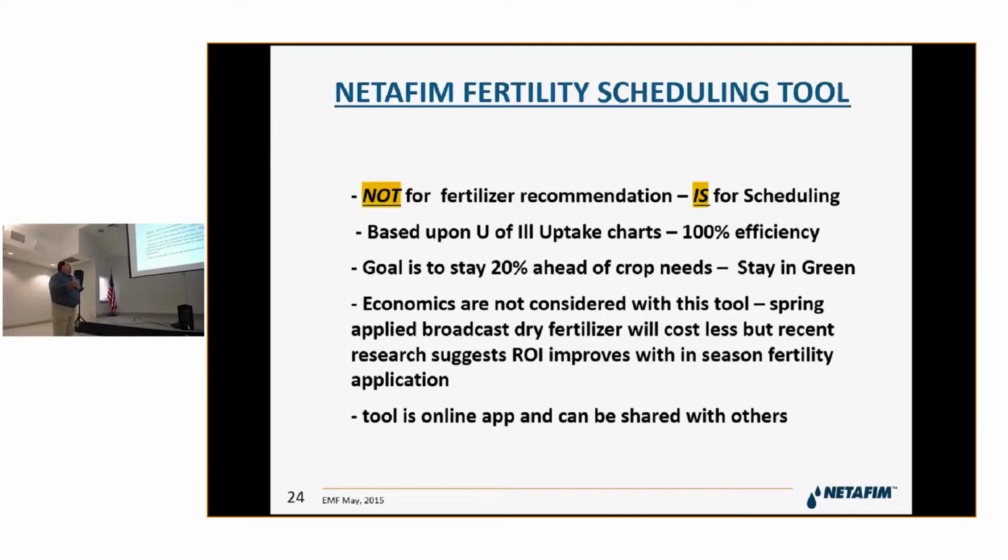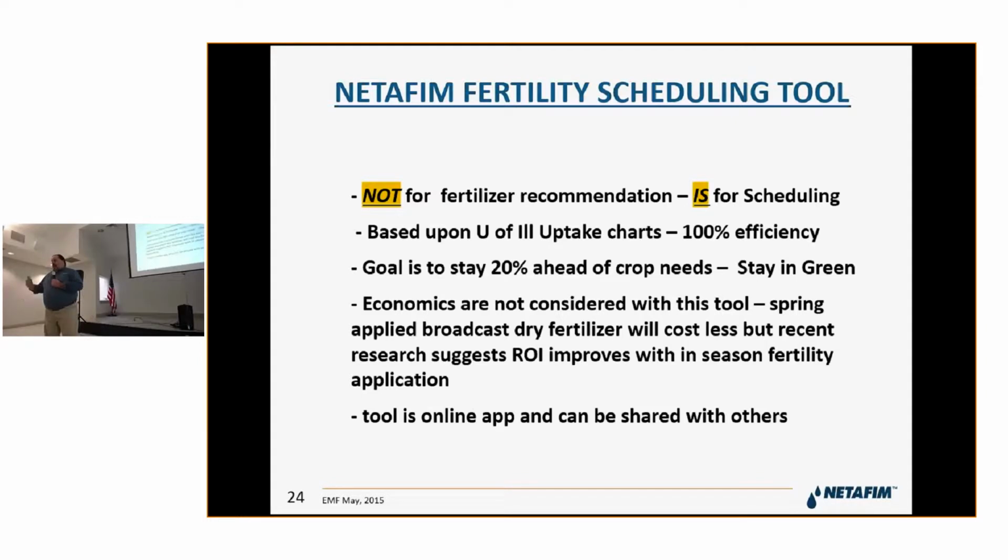So the goal, and you'll see this as we get into the tool, is to stay 20% ahead of need. That's green on the tool. We want to keep you in the green. So 20% or more on the tool is green. Yellow or white is between 10 and 20% ahead of need, and less than 10% is red.